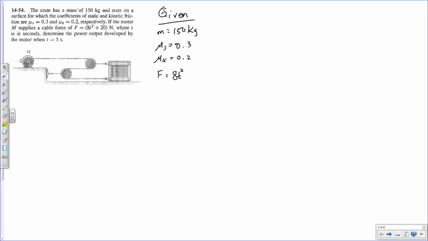So the force that's generated by the motor on the cable itself is a function of time, 8t squared plus 20. This is in newtons, where we insert time in seconds. And what we're looking for here is the power out from the motor, we'll say, at a moment in time, time is equal to 5 seconds.